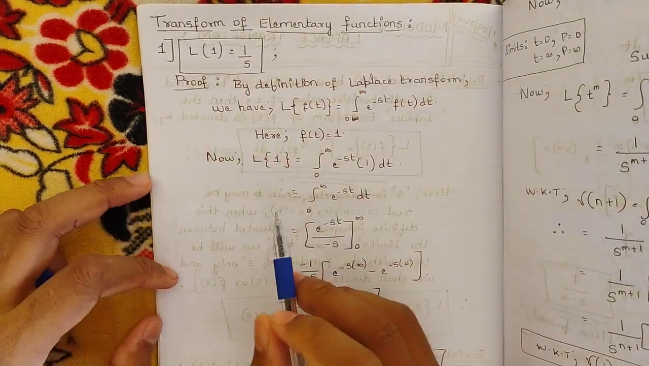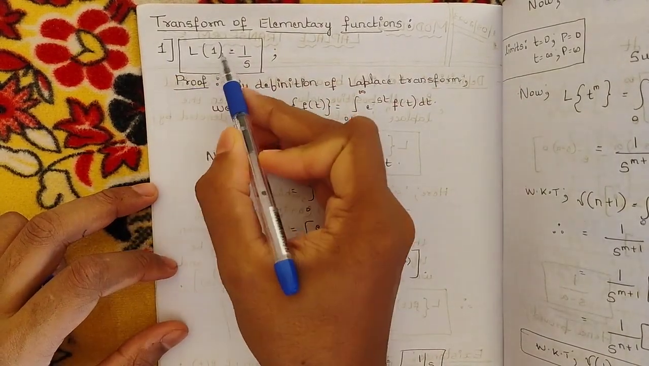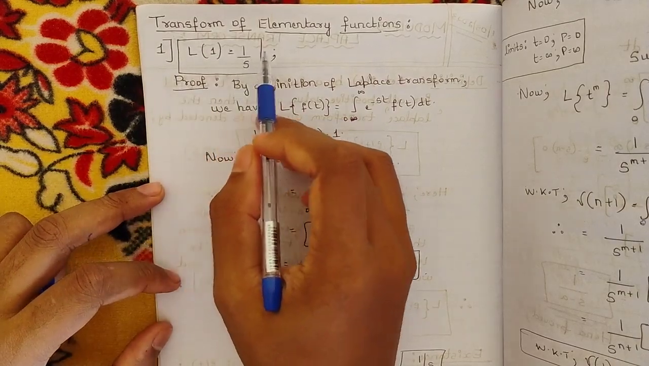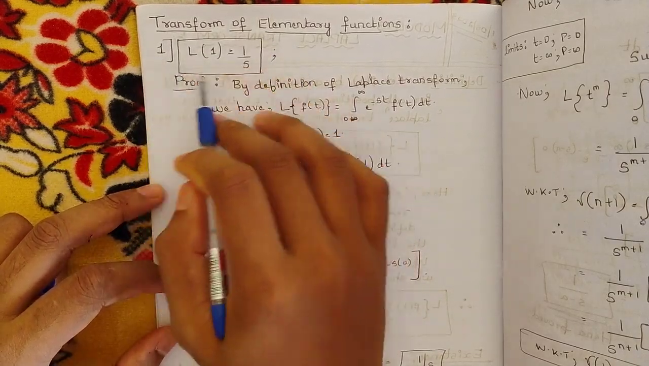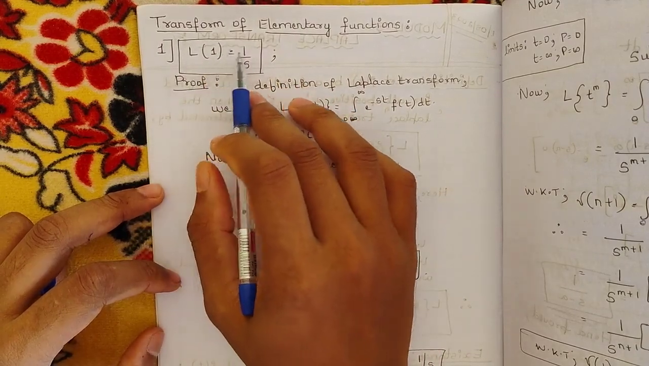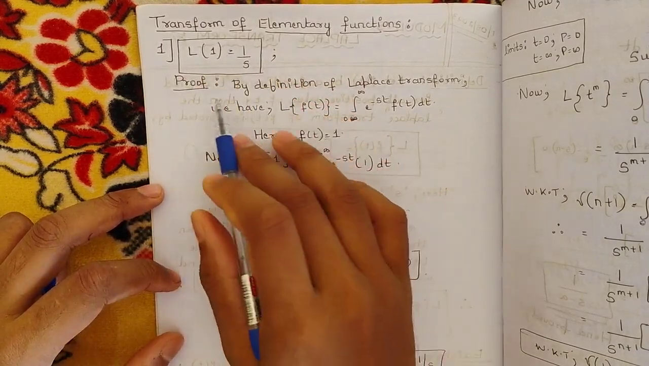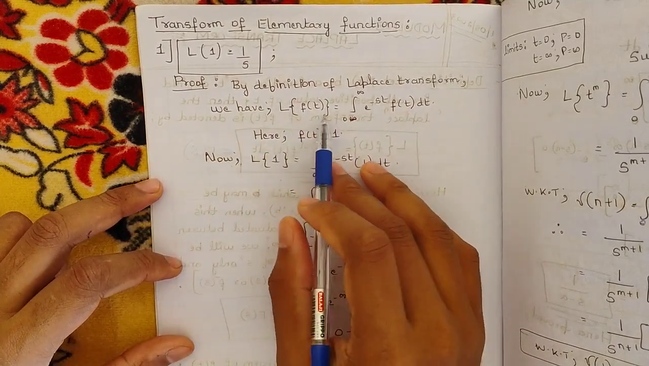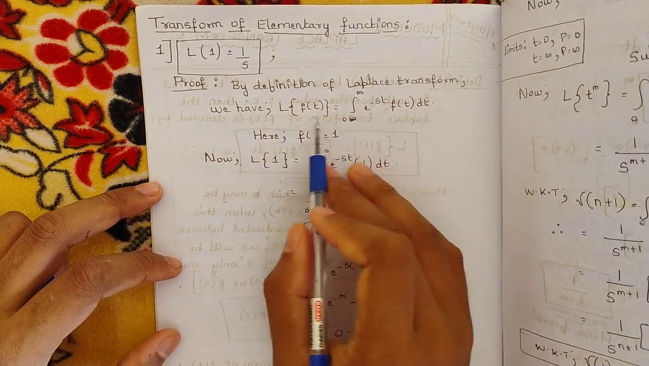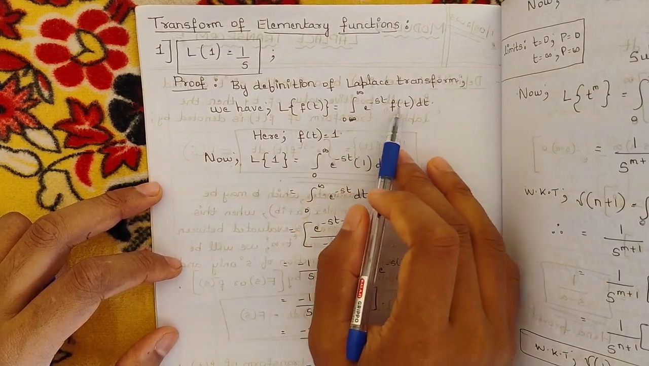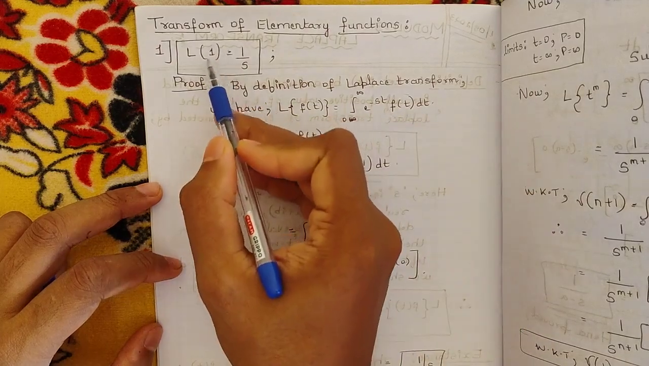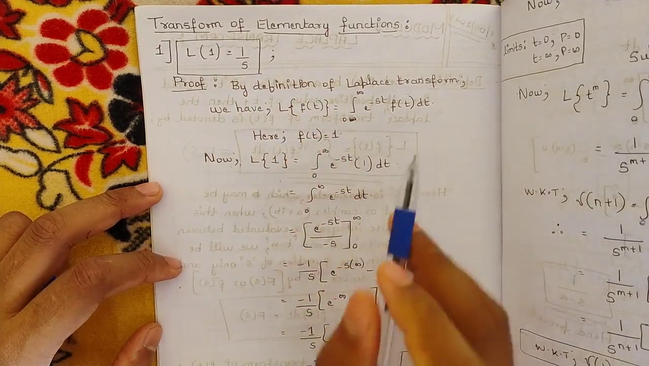Transform of elementary functions. First one, we have Laplace transform of 1. Laplace transform of 1 is equal to 1 by s. So this is the standard way of representing L of 1, that is 1 by s. By definition of Laplace transform, we have L of f of t is equal to, this we are proving now, integral from 0 to infinity e power minus st f of t dt, right? So here, in place of f of t we have 1, so f of t is equal to 1.